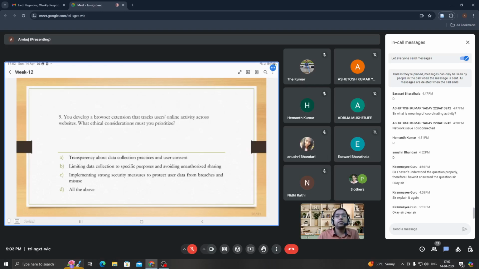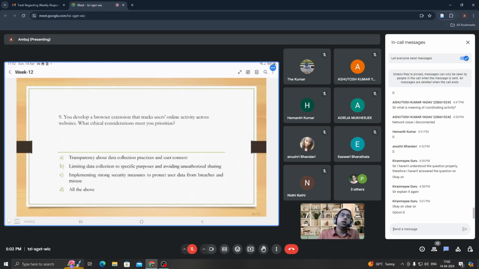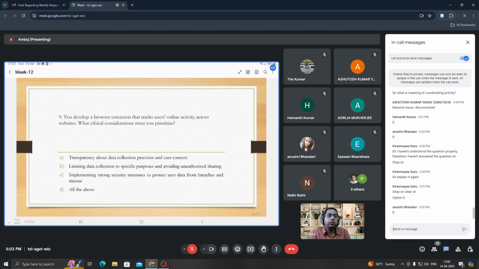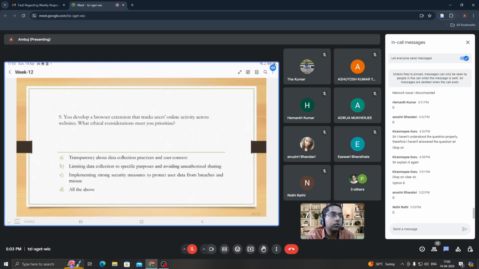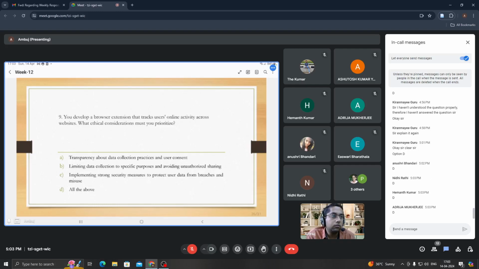Transparency about data collection practices and user consent, limiting data collection to specific purposes and avoiding unauthorized sharing. Implementing strong security measures to protect user data from breaches and misuse. What do you mean by a breach? Leak of information. Okay, all of the above. The popularity of option D is increasing. Great, two people have answered. Okay, D, D. Option D. Four people, five people have answered. Great.